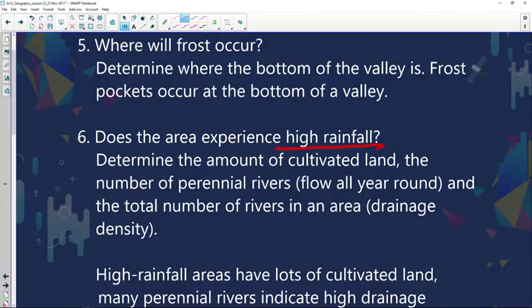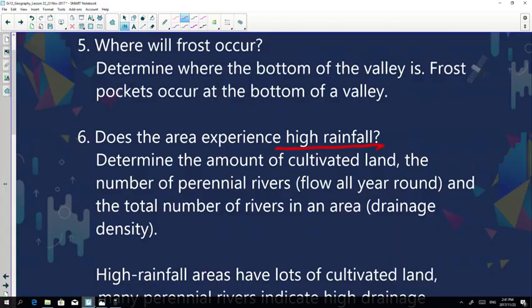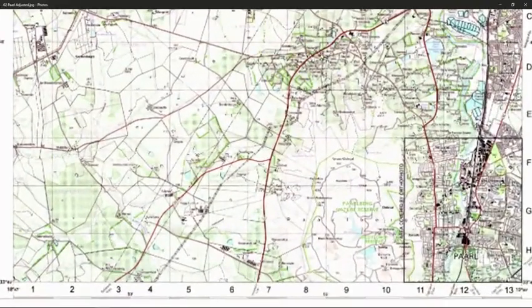Now this is quite an interesting question, and I do see this question quite a lot of times in the final exam. Does the area experience high rainfall? Determine the amount of cultivated land and the number of perennial rivers. Now that's the number of rivers that flow all year round. Now, before grade 12, you've only known about two rivers. A non-perennial river, that's seasonal rainfall, and a perennial river that flows all year round. But let's just quickly go and have a look at the area of Paarl. I'm going to use an example. We see a lot of cultivated land.